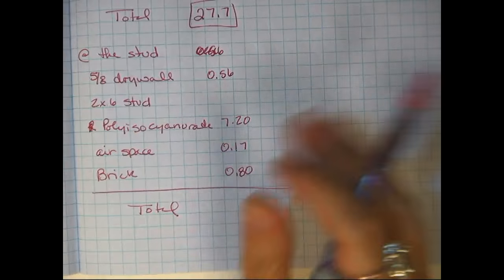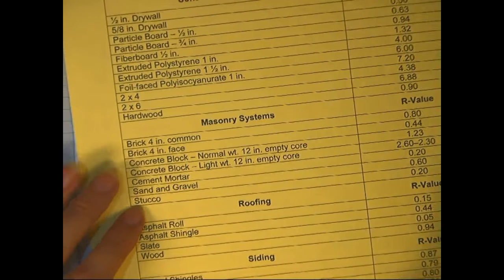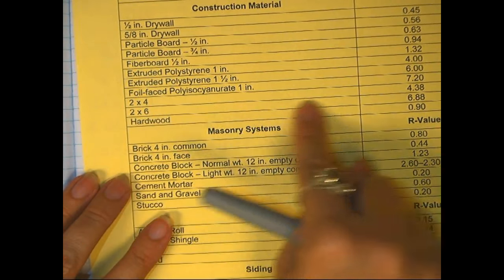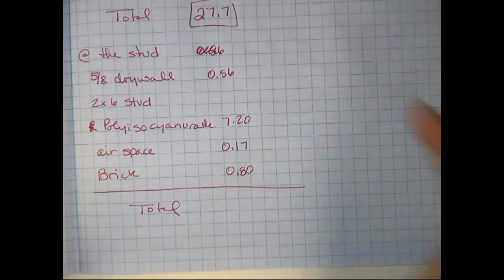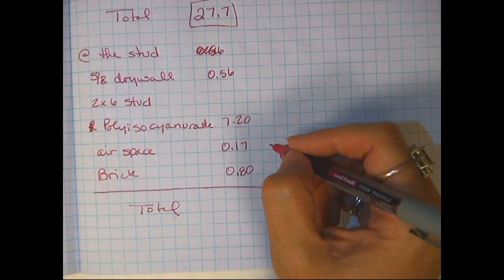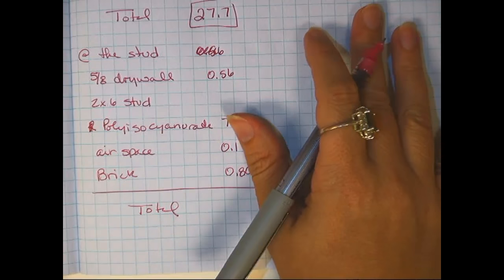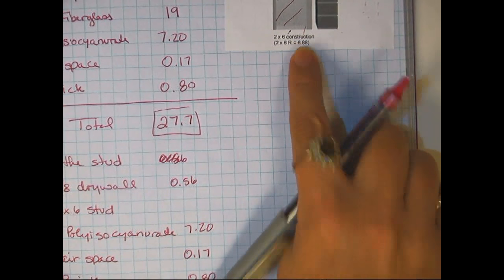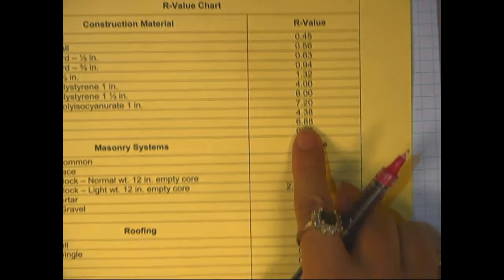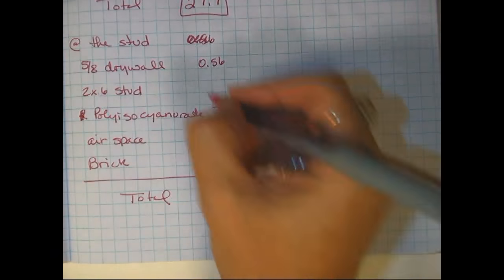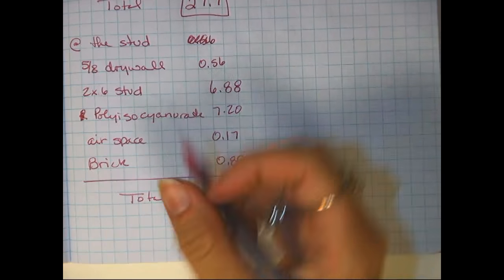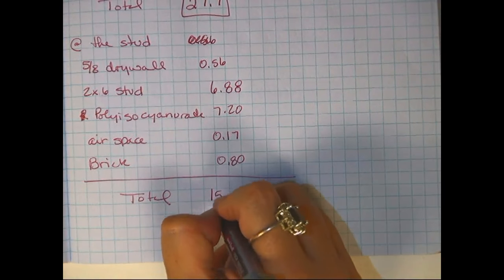Now let's look up the 2x6 stud on our paper. And we just come over here. It's not a 2x4, it's a 2x6. So there's our number. And it actually tells us on here to use this number. Oh, that's the same one, 6.88. That's the same one I have here, 6.88. So I'm going to put that in for the 2x6 stud, add these up, and here's our calculation.